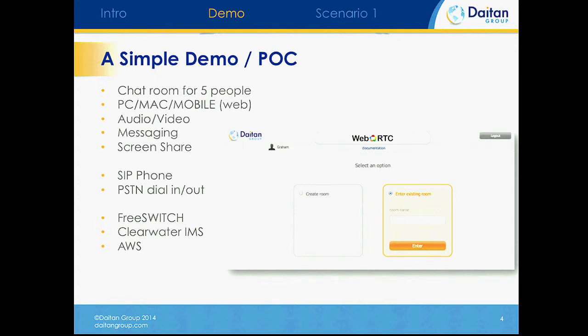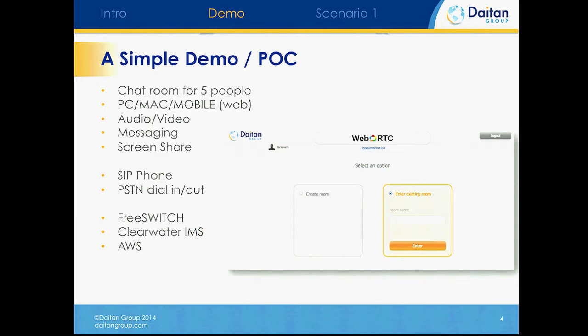So we've got audio and video, we've got a messaging session there, and screen share. And that's all pretty straightforward to do with WebRTC. These are all the things that WebRTC gives you. Where it starts to get a bit more complex is when people want to integrate with existing infrastructure. So typically they want to interoperate with existing SIP phones or SIP infrastructure, or be able to do dial-in, dial-out to PSTN. And that's when it starts to get a bit more complicated and you need a little bit more infrastructure in the background to do those sort of things.